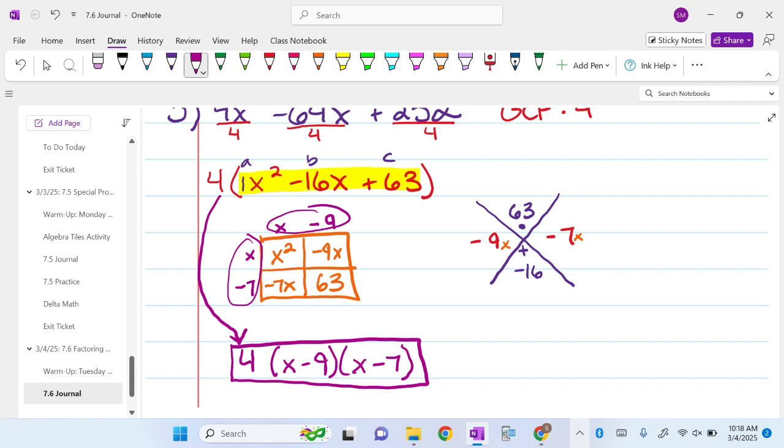So guys, all these examples are basically all the different types of multi-step factoring that you'll see. So we're going to do 2 more. All right.